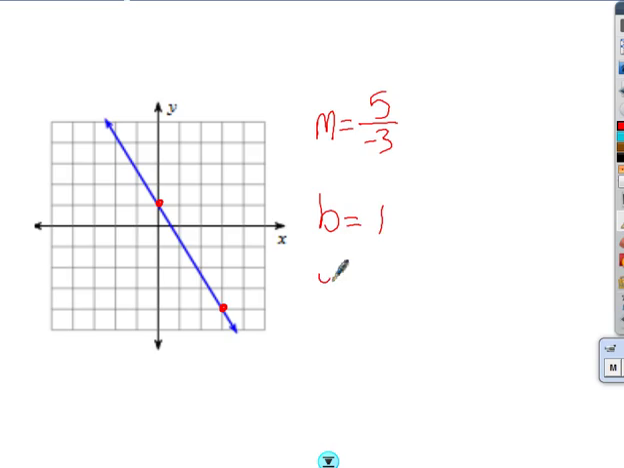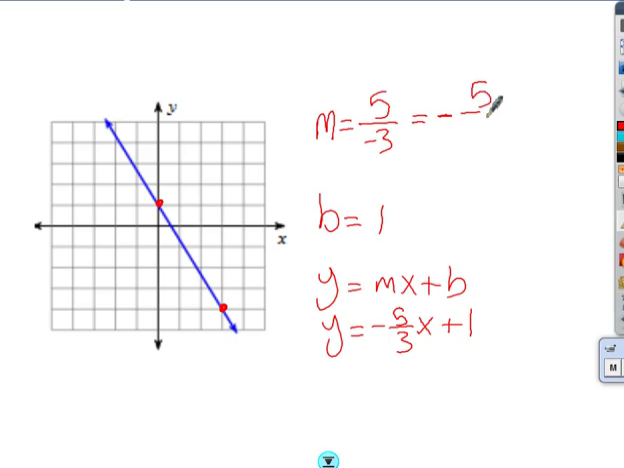Our equation y is equal to mx plus b turns into y is equal to m is -5 over 3 x plus 1. As you can see, instead of having the negative up front in the denominator, I brought it to the front of the fraction and wrote -5 over 3, because a positive value divided by a negative value is -5/3.